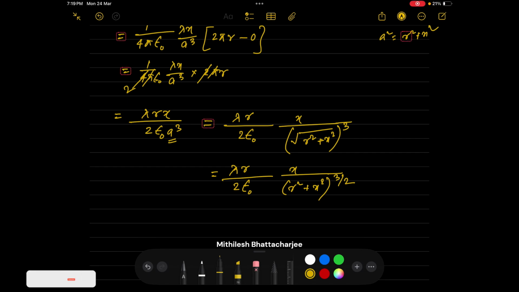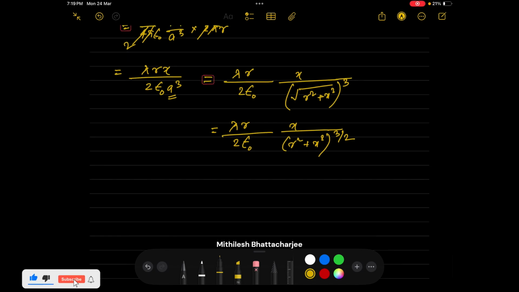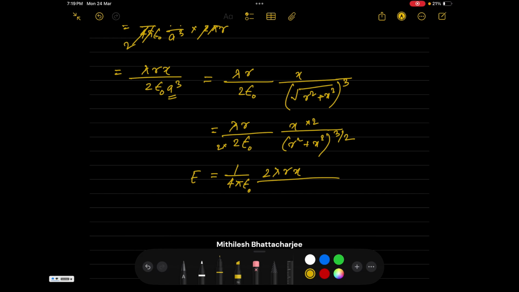Fine. So now we prefer to write all these in terms of 1 by 4 pi epsilon naught. Right, 4 pi epsilon naught. So just we put the 1 by 4 pi epsilon naught. Then how much will it be? 4 means into 2, so there will be into 2. So 2 lambda r x by r square plus x square, and here we have to put the pi.